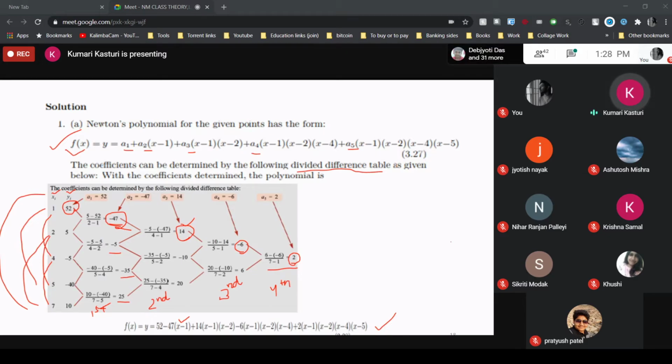Because this code is a little bit difficult. If you have not understood this procedure, then you can't write the code directly. That's why I'm telling you, if you have any doubt in this calculation, you can ask me, otherwise I will go for the code. Yes. Is it clear to all of you?